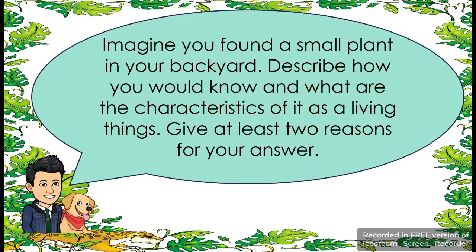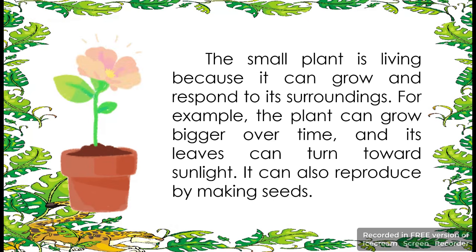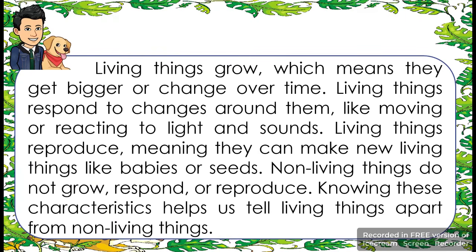Imagine you found small plants in your backyard. Describe how you would know the characteristics of it as a living thing. Give at least 2 reasons for your answer. The small plant is living because it can grow and respond to its surroundings. For example, the plant can grow bigger over time, and its leaves can turn towards sunlight. It can also reproduce by making seeds.